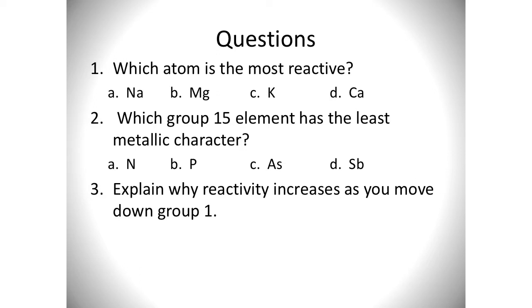So question number 1, which atom is the most reactive? Now we will notice that all of these are metals. So group 1, closer to the bottom, is going to be more reactive. So magnesium, calcium, both highly reactive, but group 2 is less reactive than group 1. Sodium, potassium are both in group 1. Potassium is lower, so that's going to be more reactive. We also could have looked up their ionization energy, and potassium would have had the lowest.